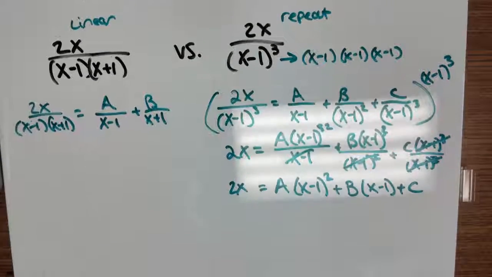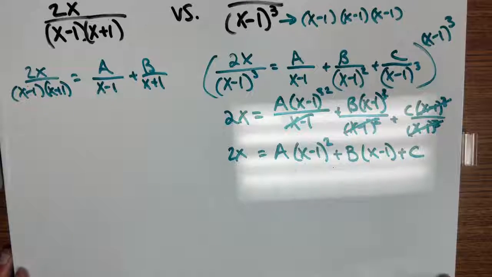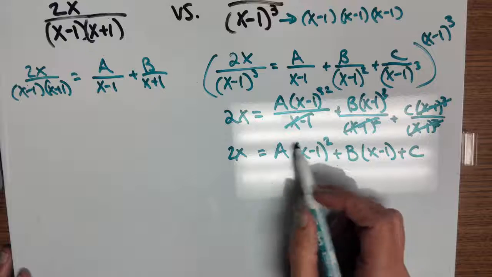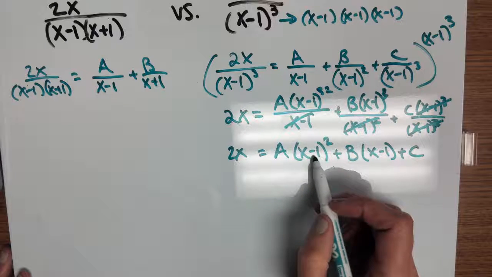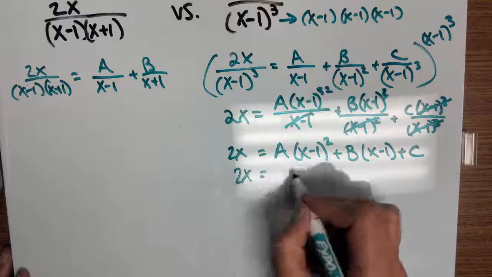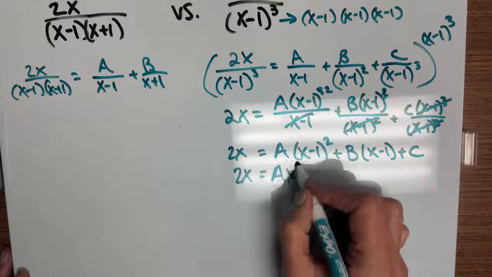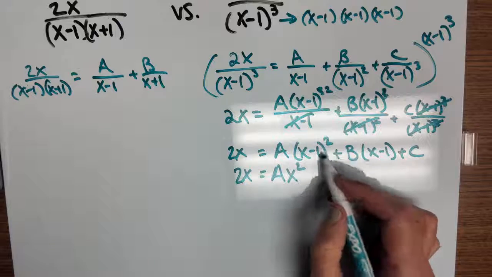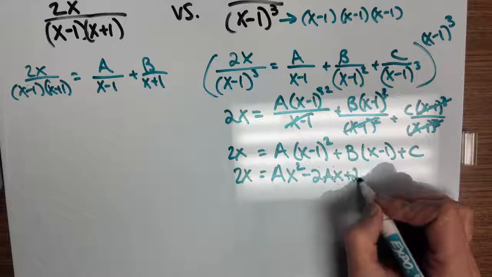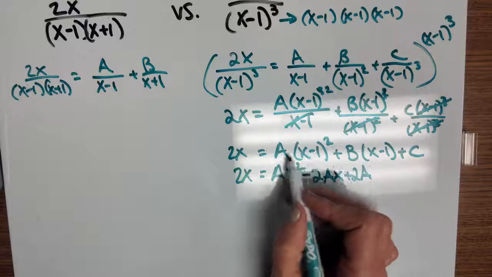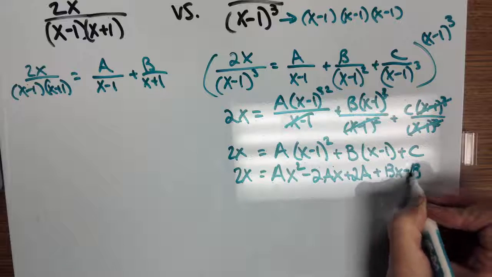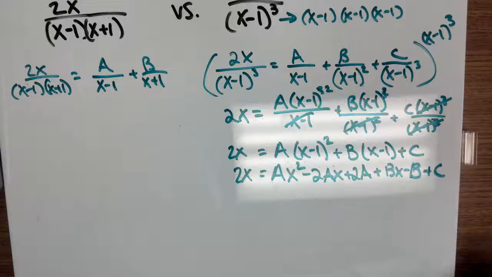Bring down your 2x. Then if we go through the same process from yesterday, the only new part you have to be careful with is that when we're distributing the a through, we're distributing it to x minus 1 times x minus 1. That's what this represents. So if we FOIL that out, we're going to get a times x squared. This will give me minus 2x, so minus 2ax plus 2a. That comes from FOILing this out and distributing a through. Distribute the b, so bx minus b plus c.